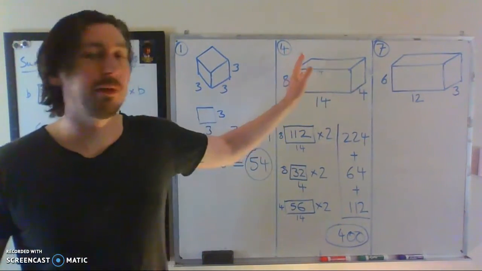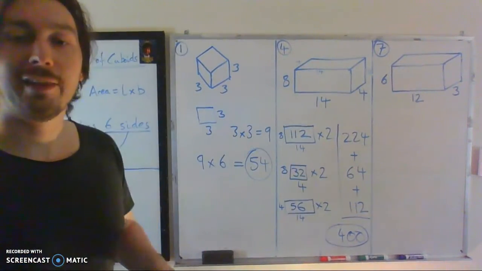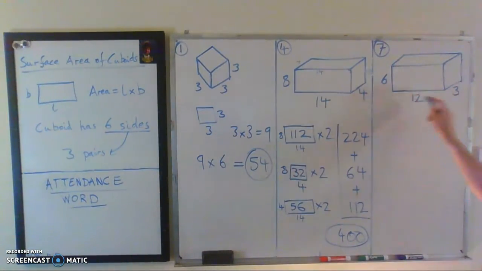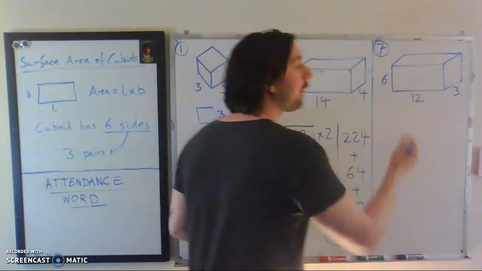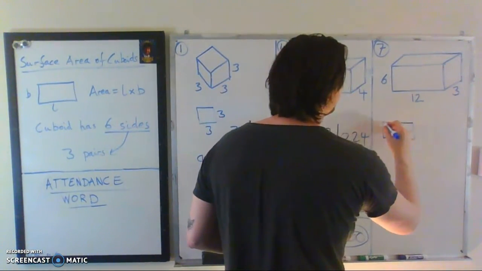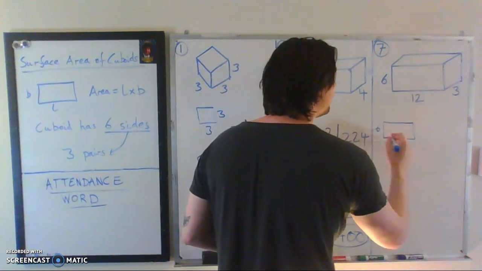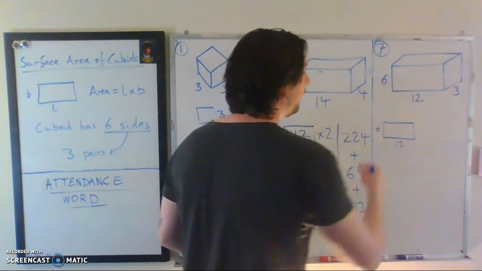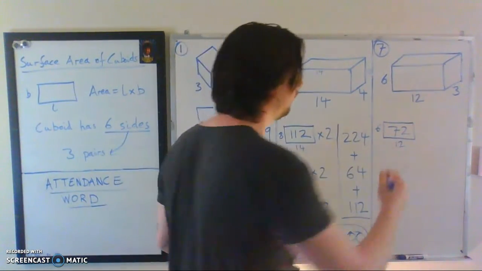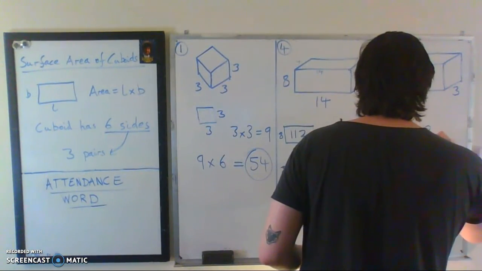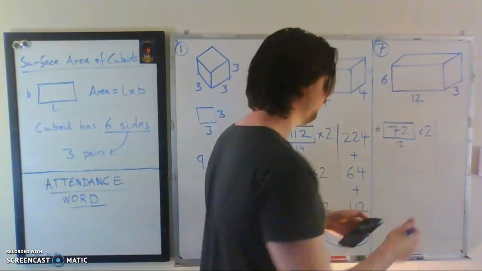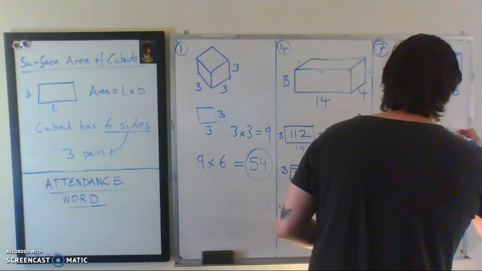7 is the same as 4, it's just got different numbers. I'll try it in the same style of way. So we've got this front guy here. It's better if I stand here. We've got this front part here again. The front part is 12 and 6. 12 times 6 is 72. And there's going to be 2 of those. Alright, so 72 times 2 is 144. Maybe I should know that.